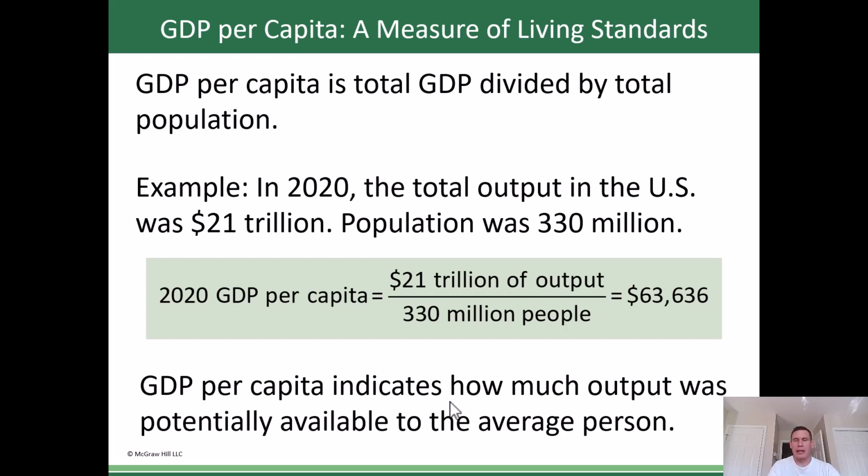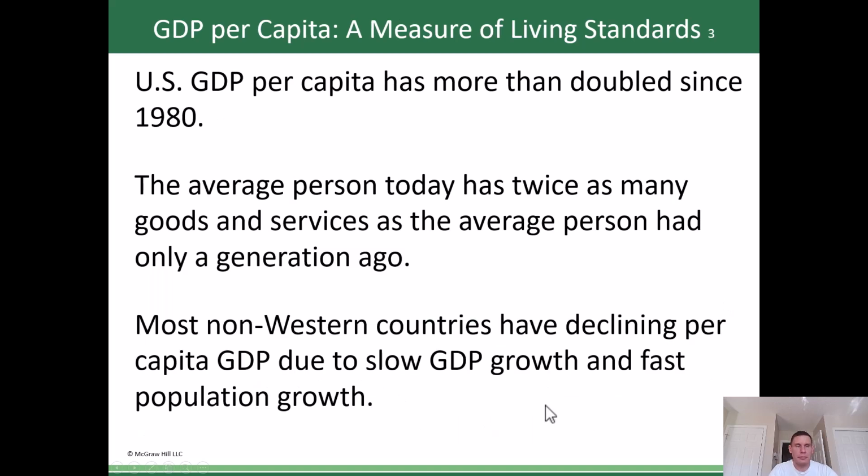So for example, in 2020, the total output in the US was 21 trillion. The population was 330 million. So you can see, I just plugged in my numbers, right? 21 trillion of output on the numerator, on the top line, 330 million people on the denominator, or the bottom line. So GDP per capita in 2020 was just over 63,000. So this basically indicates how much output was potentially available to the average person.